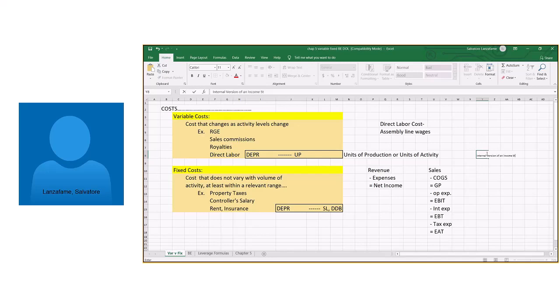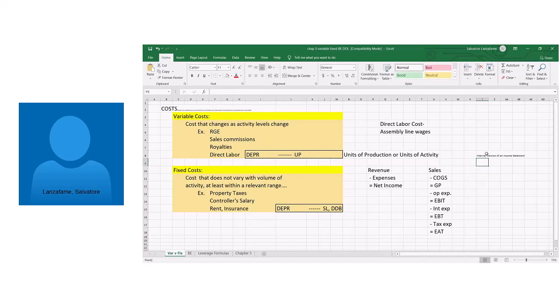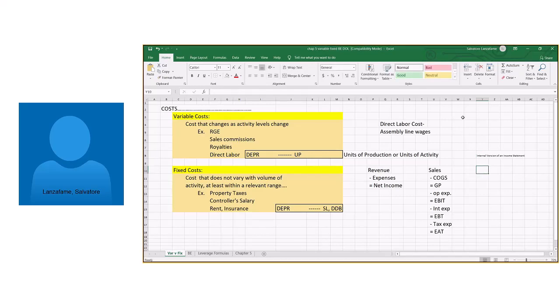I don't know why the font is so weird. Kind of strange. Hang on a second. Let's see if I can fix that a little bit here. Well, a little bit better.